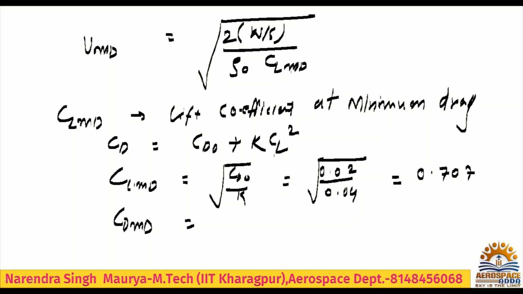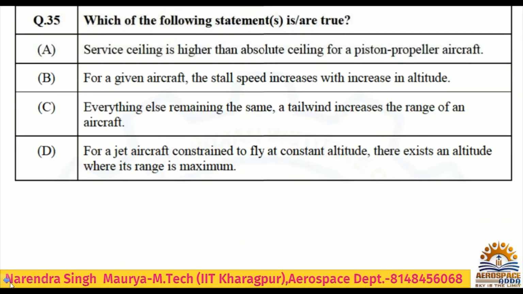Similarly, C_D_MD you can write. You keep this C_L_MD value here. So C_D_MD will be 2 C_D naught, so 2 into 0.02, it is nothing but 0.04. This is the C_D_MD if it is required. Actually you need C_L_MD, no need to calculate this, but here I have calculated, so you can use this data if it is required, but here it is obviously not required.